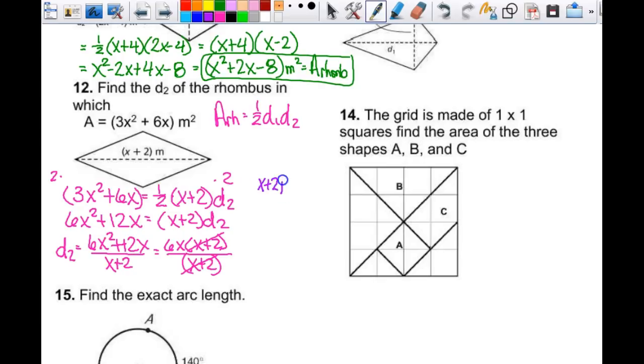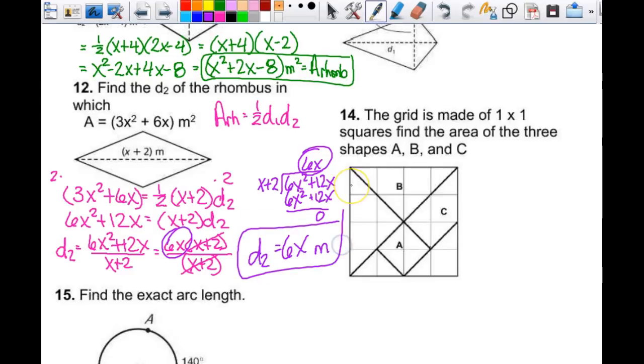x plus 2 divided into 6x squared plus 12x. x goes into 6x squared 6x times. So 6x times x is 6x squared. 6x times 2 is 12x. And when you subtract all that, you get 0. So there's your answer. You get it either way. That d2 is equal to 6x meters. Okay. Both of those situations are review from Algebra 1.